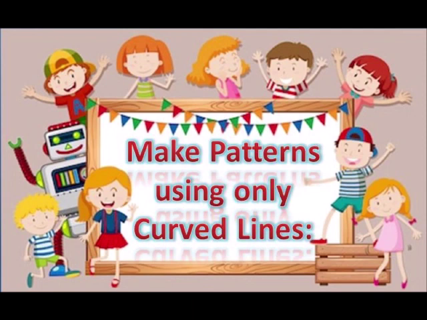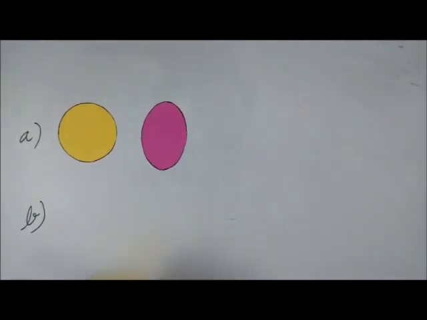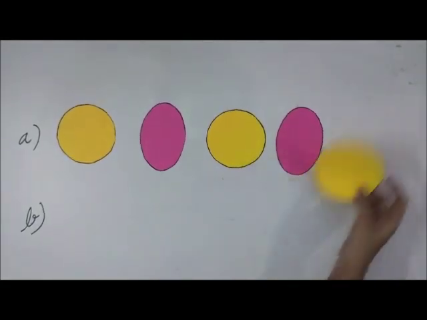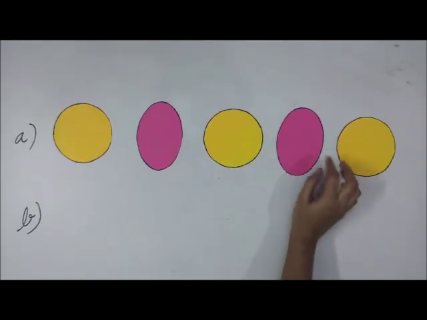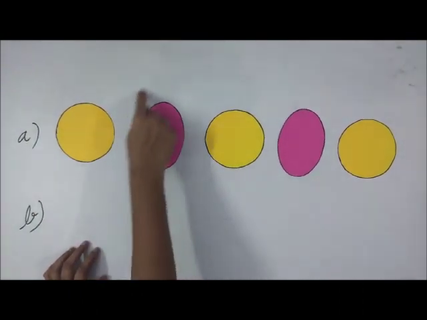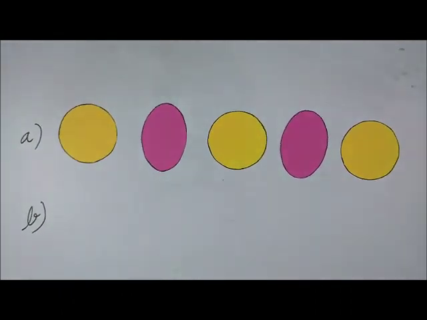Our next question is make patterns using only curved lines. So let's learn by a few examples. First example is one circle, one oval, again one circle, one oval, then last one will be one circle. Here you can observe a circle has one curved line and an oval also has one curved line.